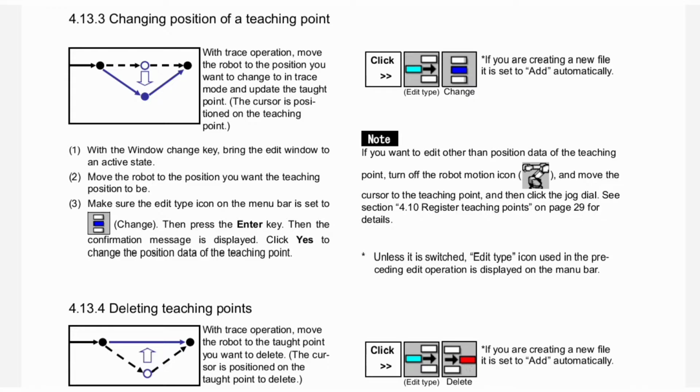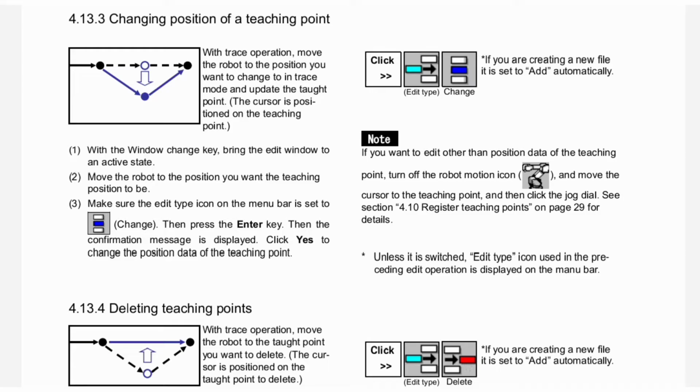Now next is changing the position of a teaching point. With trace operation, move the robot to the position you want to change to in trace mode and update the point. The cursor is positioned on the teaching point. First, with the window change key, bring the edit window to an active state. Second, move the robot to the position you want the teaching position to be. Third, make sure the edit type icon on the menu bar is set to change. Then press the enter key.